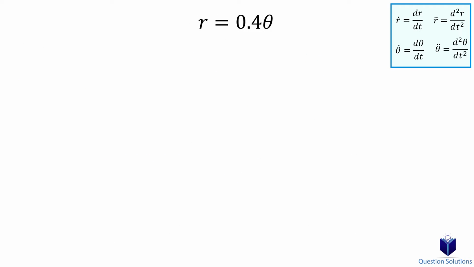This is an easier example. When we first do the normal derivative, we get 0.4. Then we multiply it with the time derivative of theta. The second derivative is the same. The normal derivative gives us 0.4, and the time derivative of theta gives us theta with two dots on top.